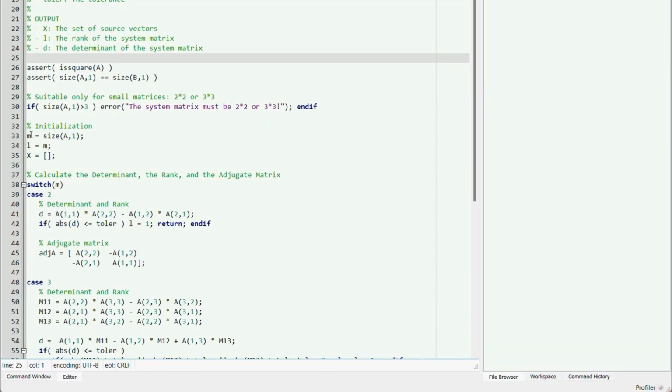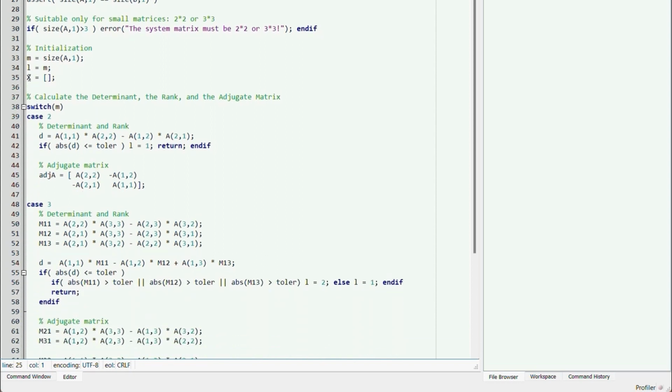We initialize M to the size of the matrix, the rank equal to M, and X to be empty. It will have exactly the same size as matrix B. In the case where matrix A is invertible, we calculate the rank and the determinant. If the determinant is close to 0, the rank equals 1.